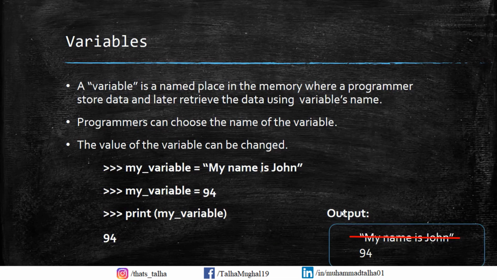Now we said that the values of variables can be changed. If you can see in the example, in the next line I have assigned a different value, which is 94, to the same variable. And now if I go ahead and try to print out my variable, the answer will be 94 instead of my name is John. Because in the next line I changed the value from my name is John to 94. And after doing that, my name is John is overwritten by 94. And now my variable has a value of 94 in it.